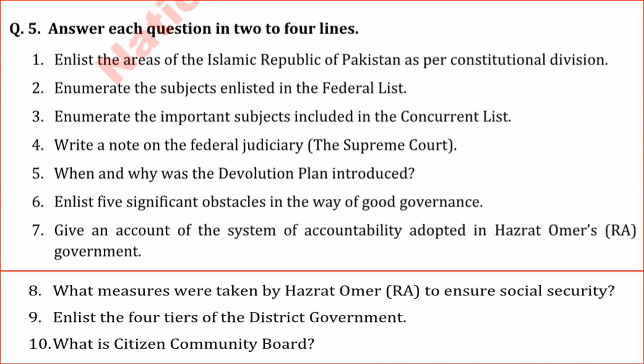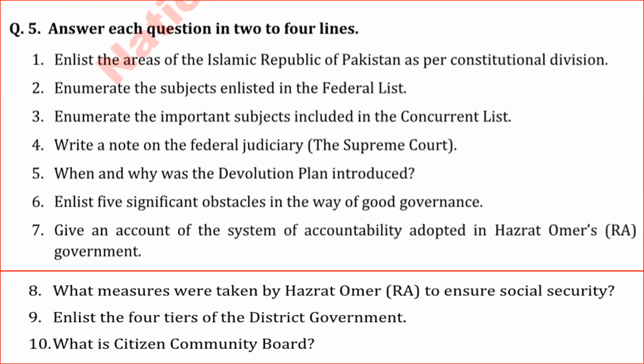Next question: enumerate the subjects enlisted in the Federal List, same page 91. The Federal List heading is given; you will write the complete Federal List. Next question number 3: enumerate the important subjects included in the Concurrent List, same page number 91. You will write the complete Concurrent List. Write a note on the Federal Judiciary, the Supreme Court, the highest court of Pakistan. This answer is given on page number 95, the Federal Judiciary or Supreme Court. You will write it completely in this answer.